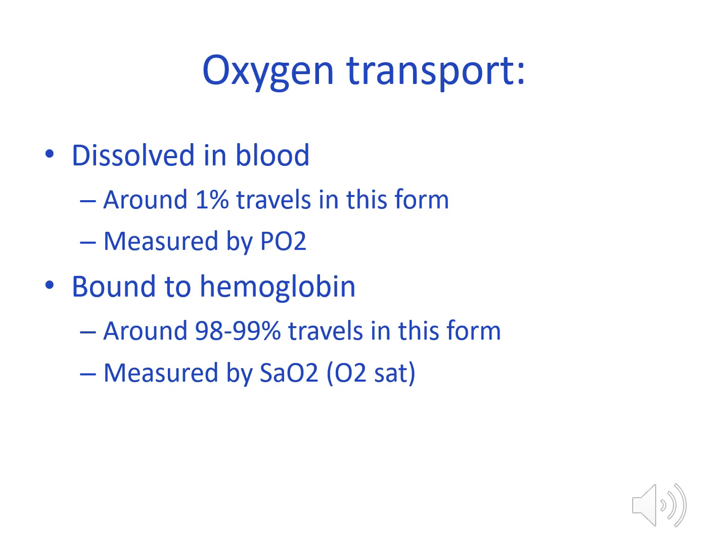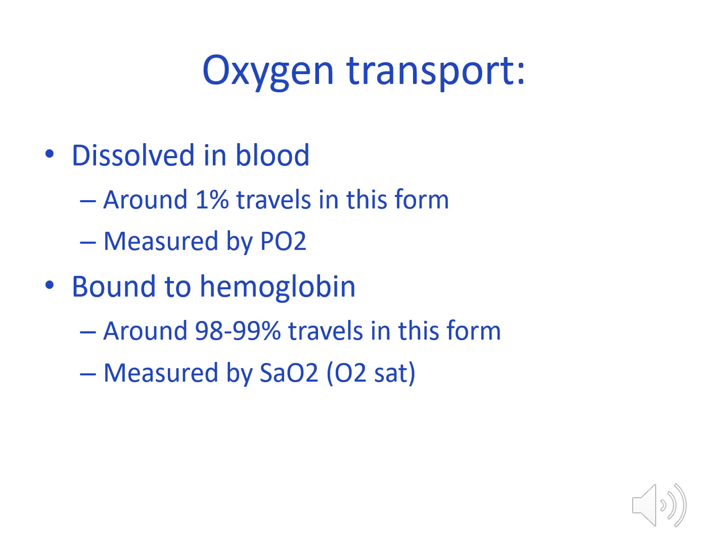Oxygen can travel in the blood in two forms. It can travel dissolved in the blood, and that's what we're looking at when we measure somebody's PO2, or the partial pressure of oxygen in their blood. We're measuring how much oxygen is traveling dissolved in the blood.